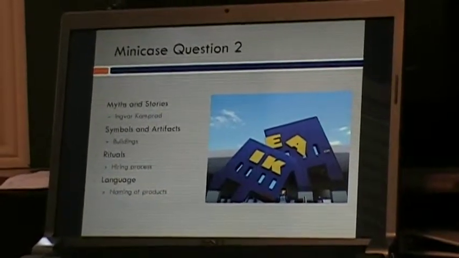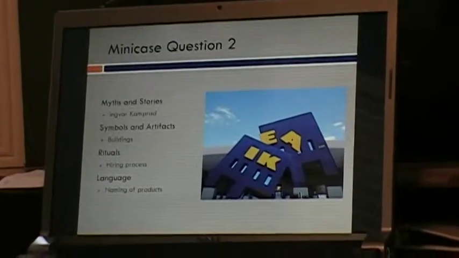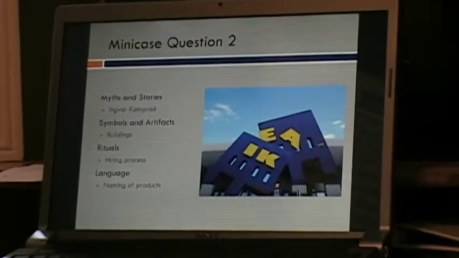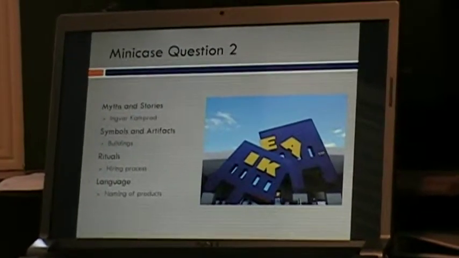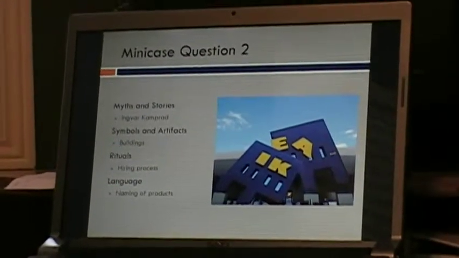If a customer sees the name of a product, such as Ektorp for a sofa, it might not know exactly what the product is, but he or she will definitely understand it as an IKEA piece.